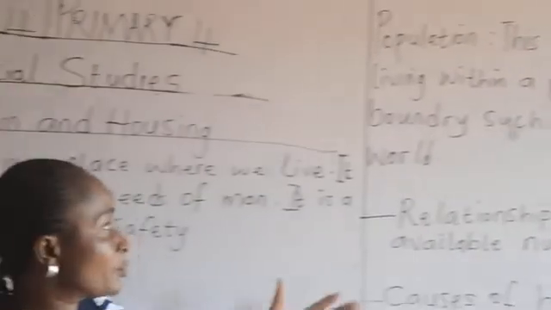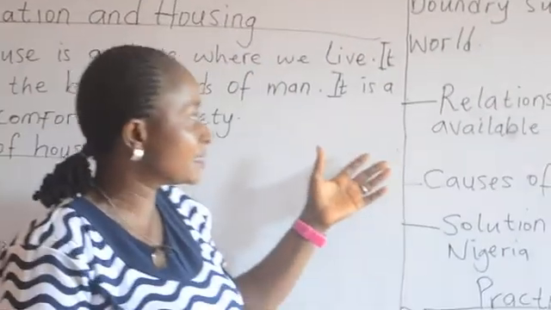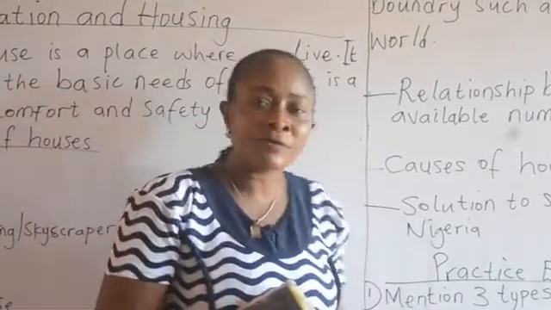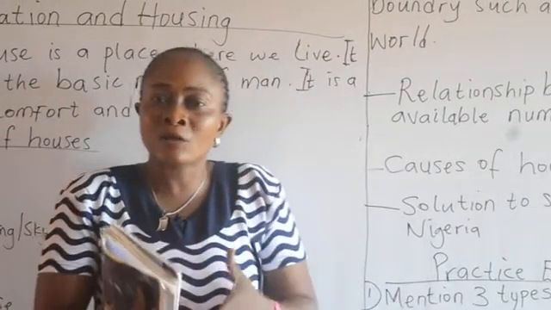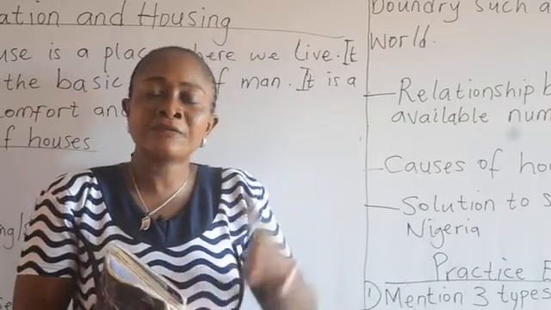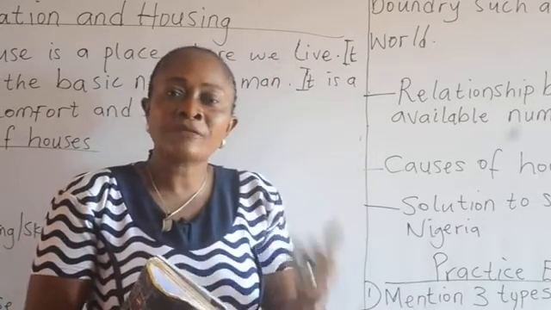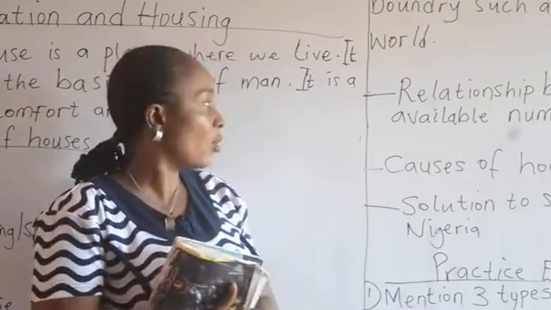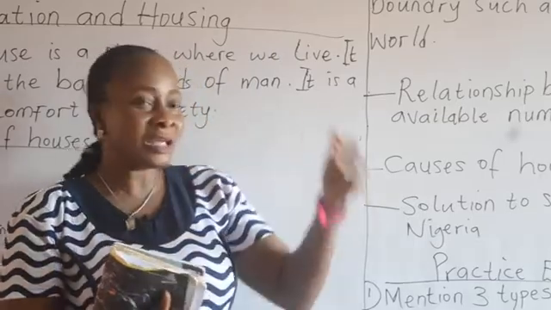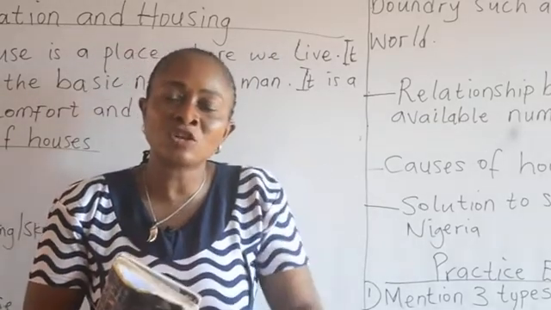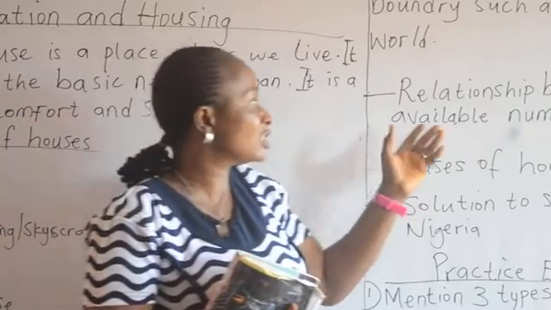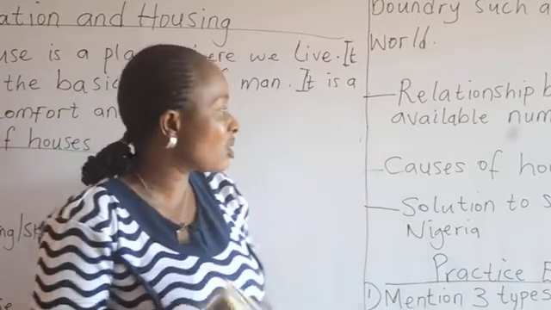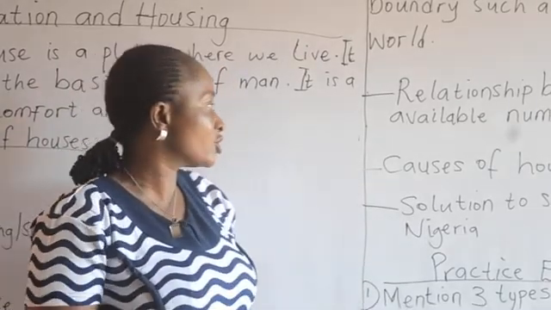So what is the relationship between the population and the available number of houses? I said if the number of people in a particular geographical area increases, the number of houses will also have to increase because they need a place where they can call their home or house. And if the population decreases, the demand for houses will also drop or reduce. So what are the causes of house shortage in Nigeria?